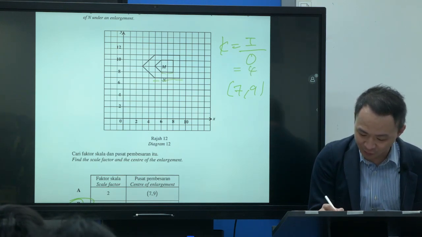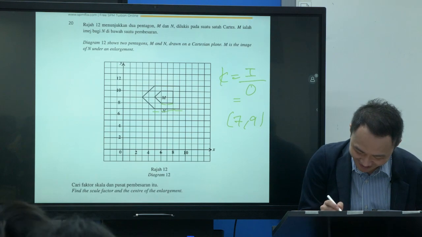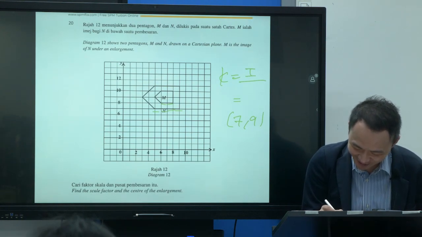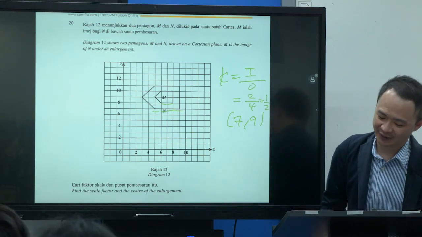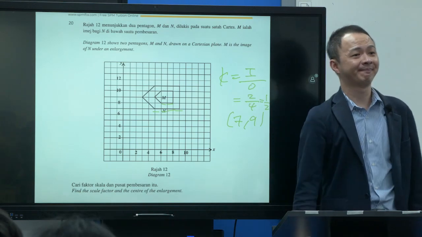1, 2, 3, 4. This is 1, 2. It's image. Which one is image again? Yeah, this is 2. 2 over 4. So we get 1 over 2. You can choose any side you want. Image on the top, object at the bottom.